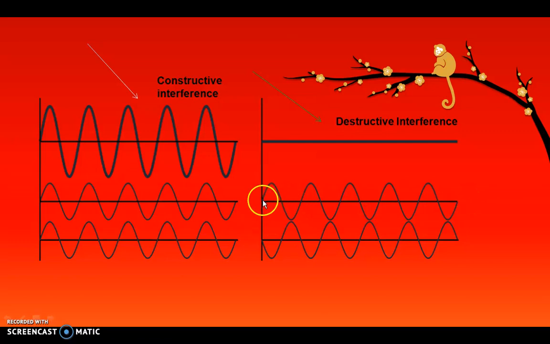As this one is moving from down to up, this one is moving from up to down. So they move in opposite phase, which leads to the cancellation of the two waves, producing a dead wave. This is what we call destructive interference.